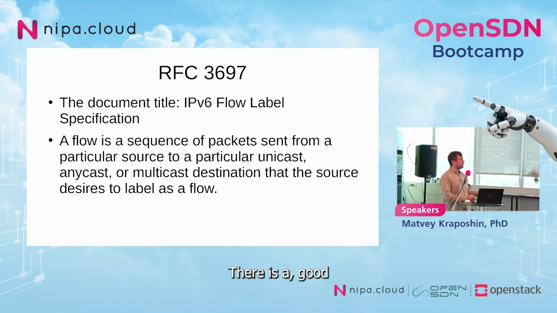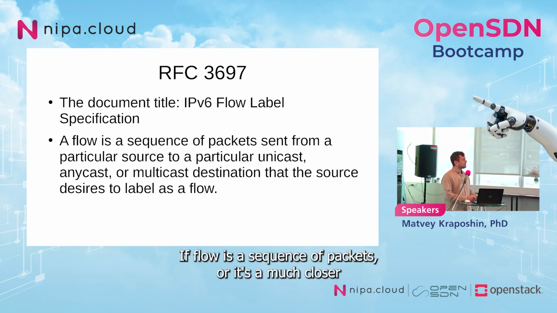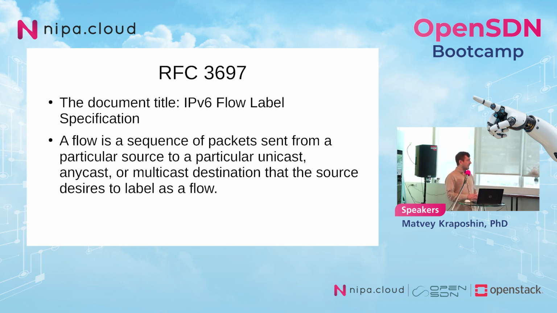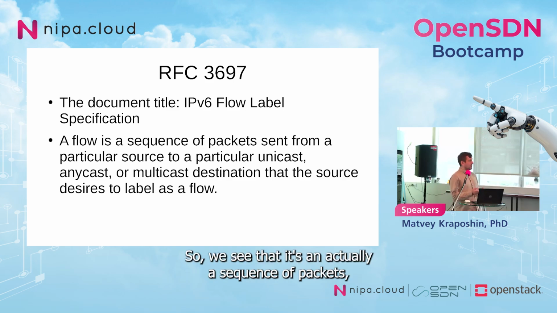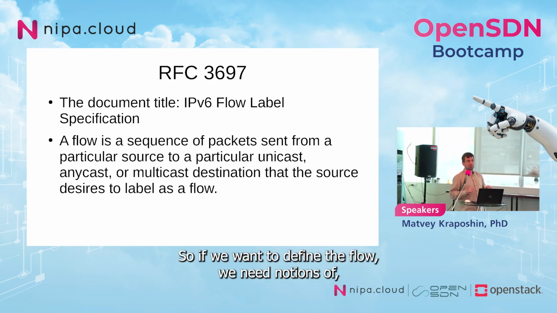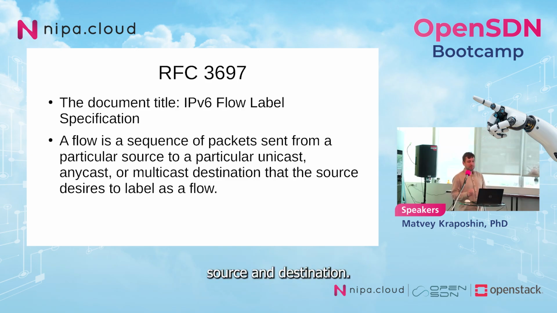There is a good definition in RFC 3697. A flow is a sequence of packets, or it's much closer, sent from a particular source to a particular unicast destination, and which is labeled as a flow. So we see that it's actually a sequence of packets, which is sent from source to destination. So if we want to define a flow, we need notions of source and destination.